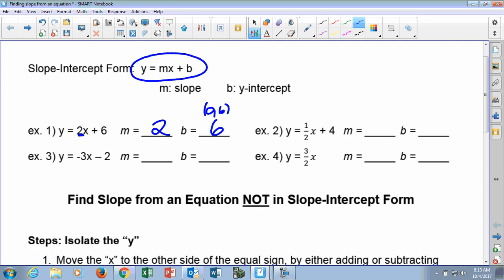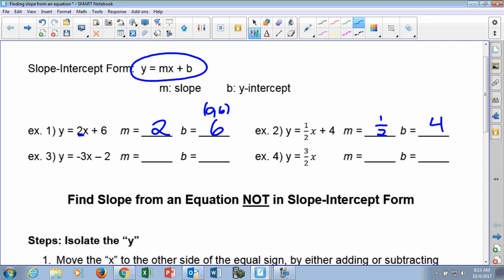Okay. What about example 2? What's my slope? Who can tell me? Somebody raise their hand. Someone tell me. Ella. 1/2. That's the number in front of the x. What's the y-intercept? 4. That's the number after the x. Okay.